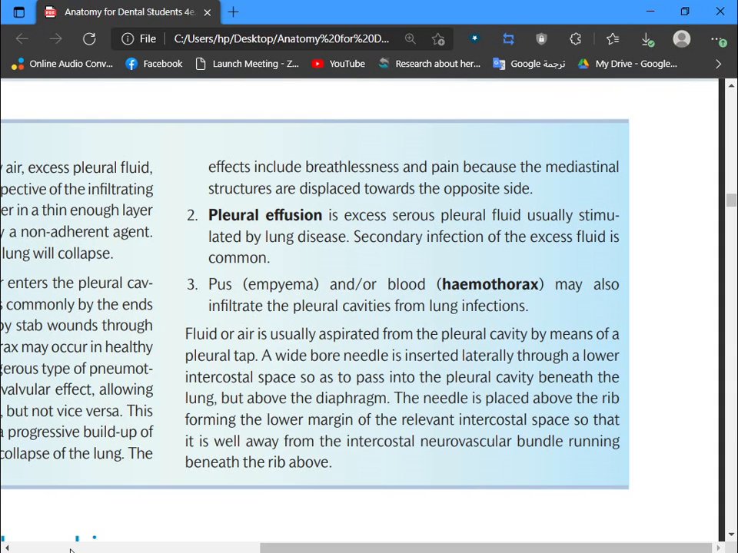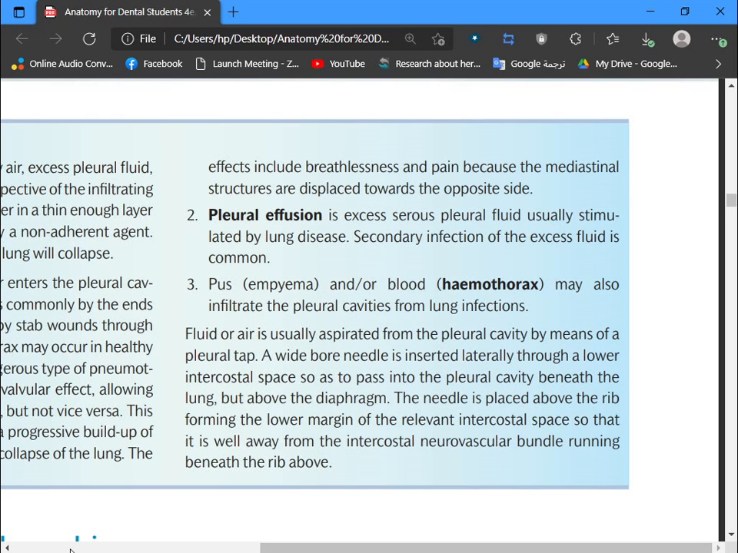Pleural effusion is excess serous pleural fluid, usually stimulated by lung disease. Secondary infection of the excess fluid is common. Thus, empyema and/or blood (hemothorax) may also infiltrate the pleural cavity from lung infections. Fluid or air is usually aspirated from the pleural cavity by means of a pleural tap.